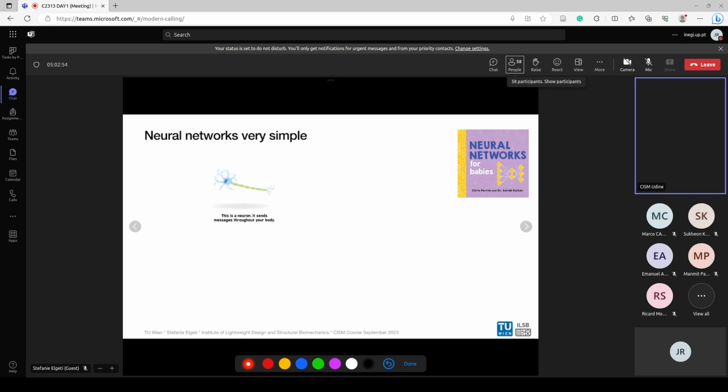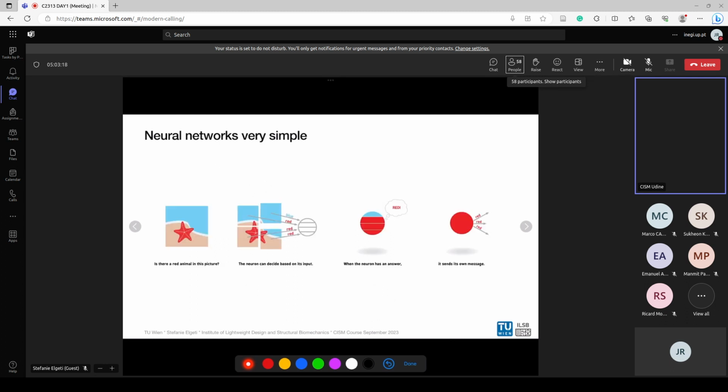So this is a neuron, which will send messages through your body. And if you give this neuron an input and an output, then it can help to learn. So we replicate this neuron. We also have an input and an output, or it can have many. So this is how it works for the neuron.